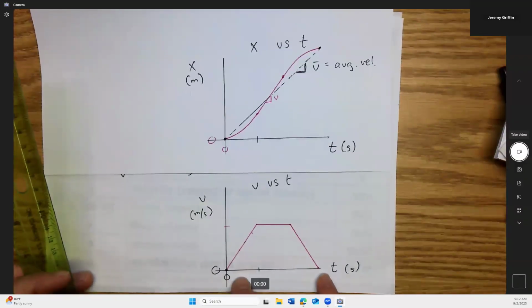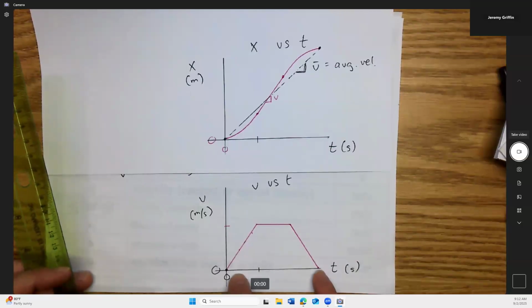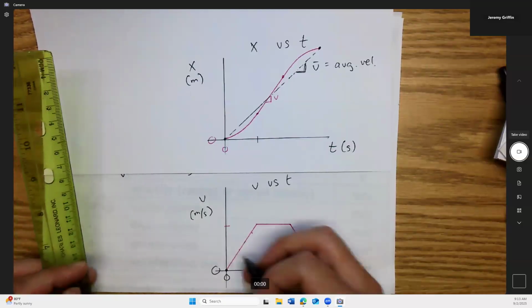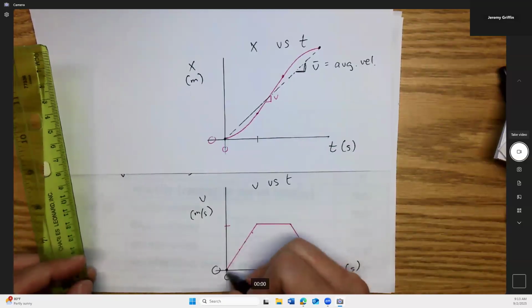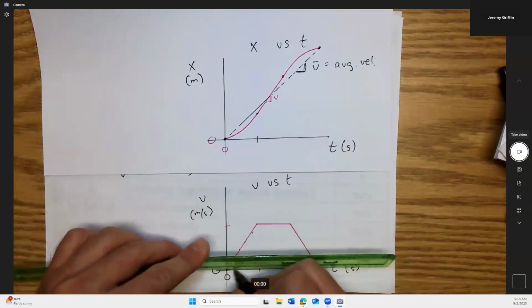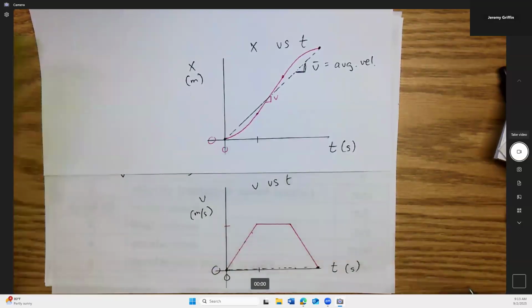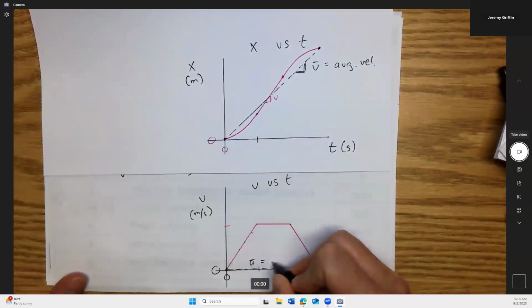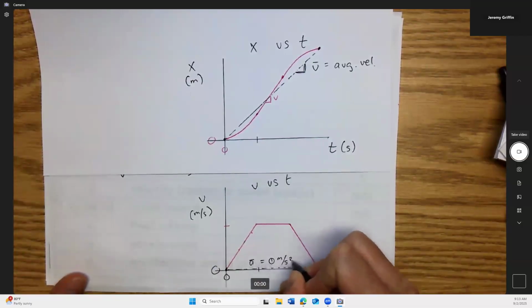Acceleration. Could you get that from a velocity versus time graph? And what property of v versus t tells you acceleration? The slope. Yeah. So now if I say from beginning to end, here's the beginning, here's the end. If I find this, what's the slope of this dashed line from beginning to end? 0. So a bar equals 0 meters per second squared from beginning to end.